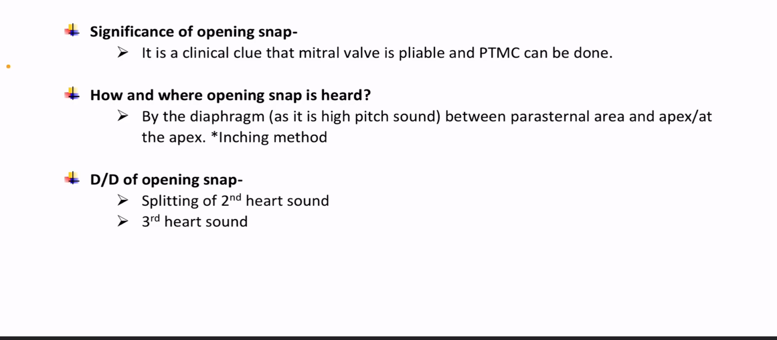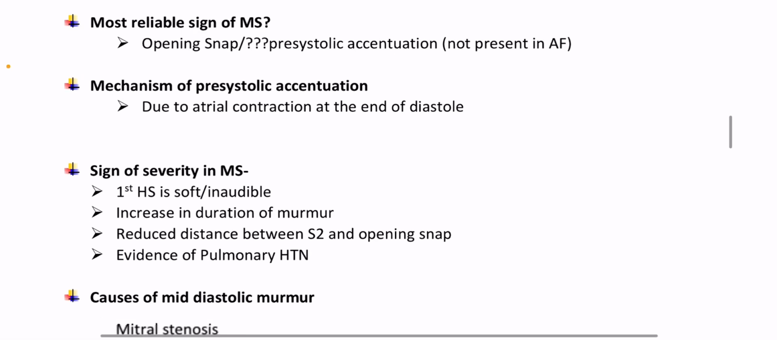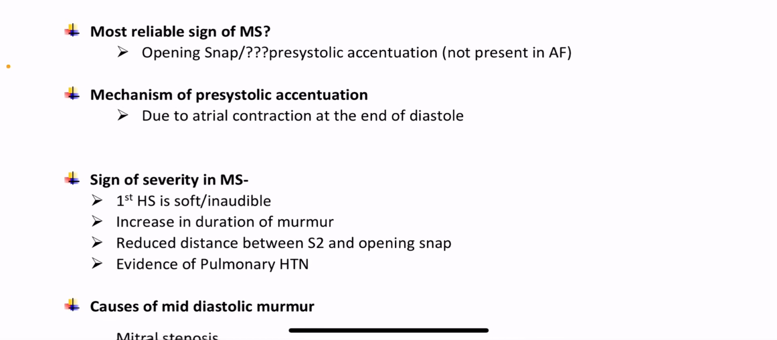How and where is the opening snap heard? By the diaphragm, as it is a high pitch sound, between the parasternal area and apex. At the apex, inching method. Differential diagnosis of opening snap: splitting of second heart sound, third heart sound, fourth heart sound. Most reliable sign of mitral stenosis: opening snap, or presystolic accentuation, which is not present in AF.